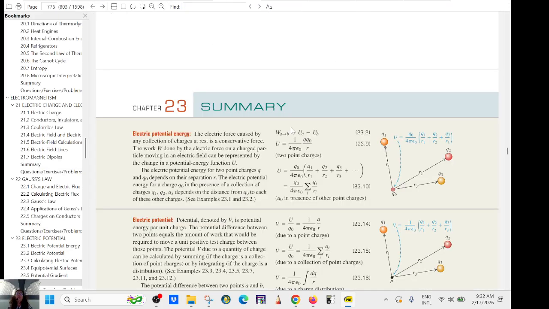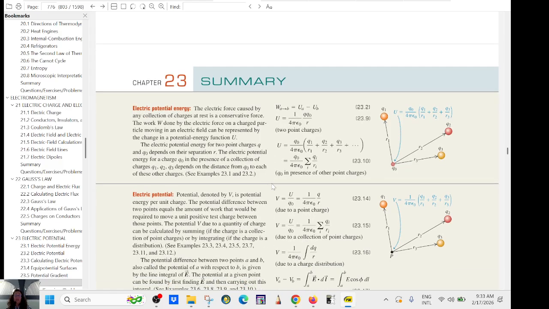So we are done with the unit about potential. And again, at the end of the book, at the end of the chapter, there is no attendance today. You have a very nice summary here.